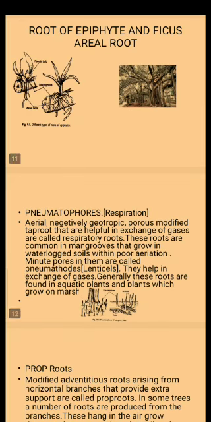Next one, the pneumatophores, or pneumatophytic plants. These are called respiratory roots. Pneumatophores are aerial, negatively geotropic, porous modified taproots that are helpful in exchange of gases, and are called respiratory roots.